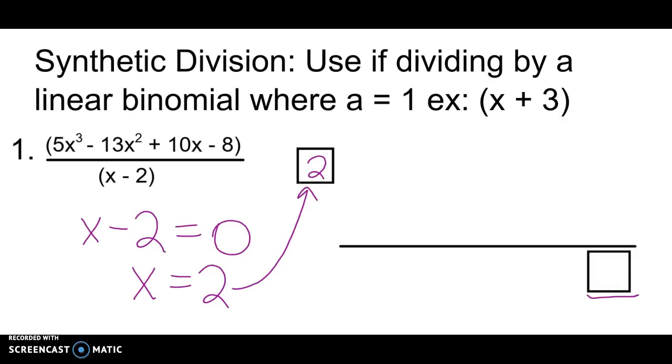So then you put the coefficients of each term lined up in line with your box. So it's 5, negative 13, 10, and negative 8. When you're putting those coefficients up there, you really need to be careful that you have every single term. So that means you have an x cubed, an x squared, an x, and a constant. If there was no x squared, what would you do? Put a 0 in there as a placeholder.